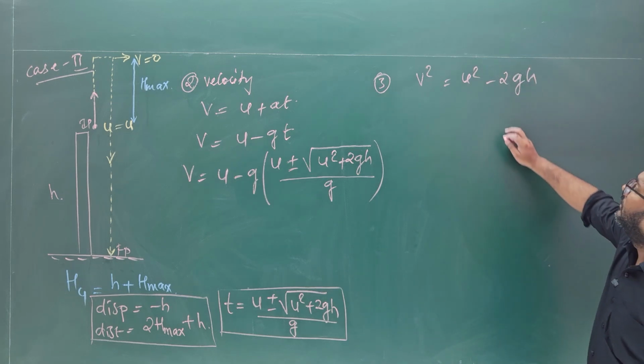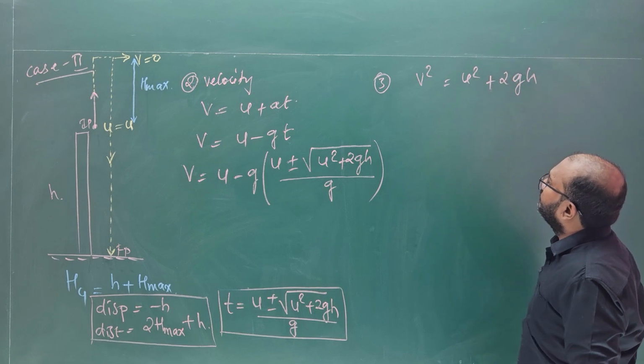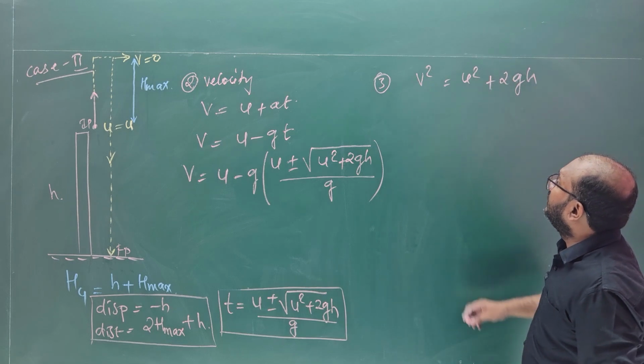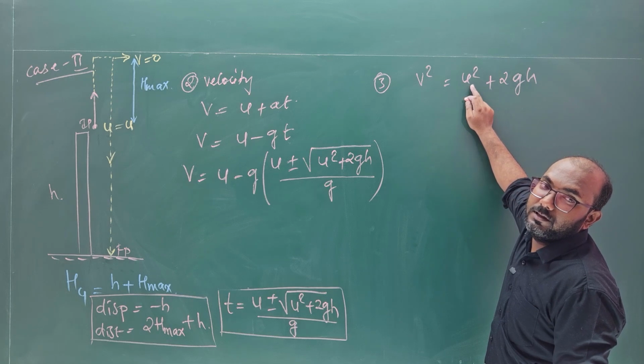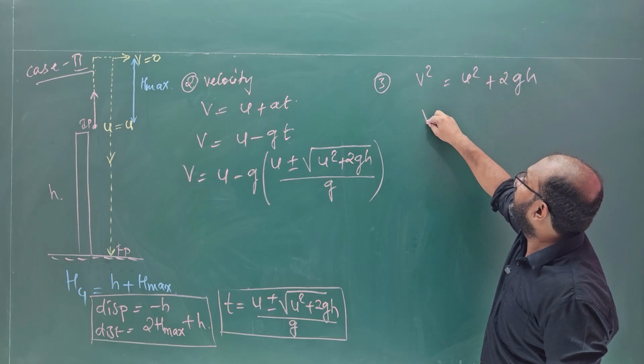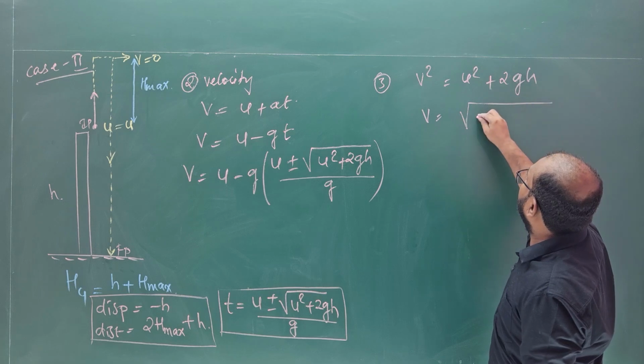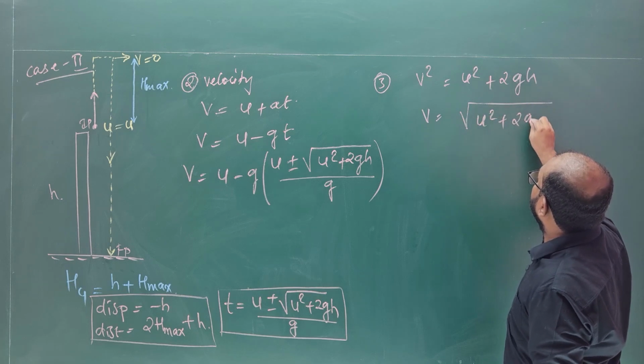Now, this minus and this minus becomes plus. Throwing in the upward direction now, is U 0? Yes or no? U is not 0. So V equals under the root of U square plus 2GH.